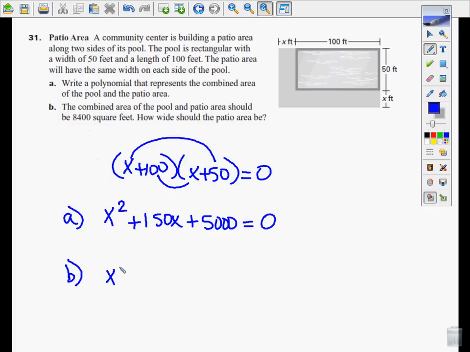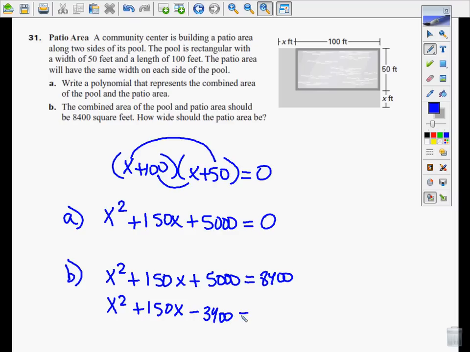Part B, it says the combined area of the pool and the patio should be 8,400 square feet. So I need to go ahead and set this equal to 8,400. Now I'm going to go ahead and set this to 0. So x squared plus 150x, and when I do that, I need to subtract off the 8,400. Gives me a negative 3,400 equals 0.